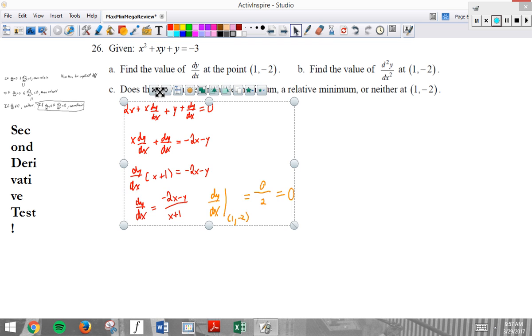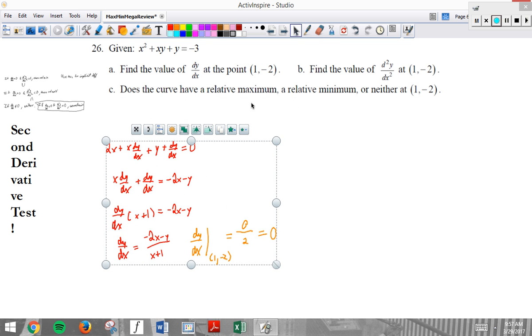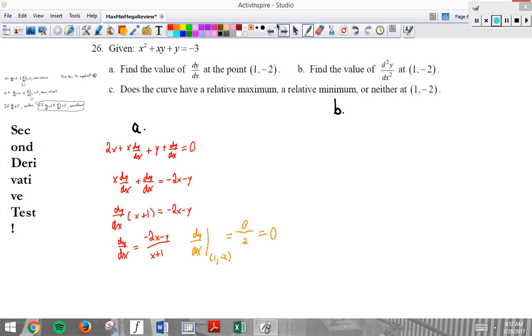We're going to try to find the second derivative now. That was all my work for A. I guess I could have labeled that better. B. How do I find the second derivative? A very intelligent student emailed me this weekend asking me about how to do this. Like, it's impossible. It's not impossible. You have to use the quotient rule.